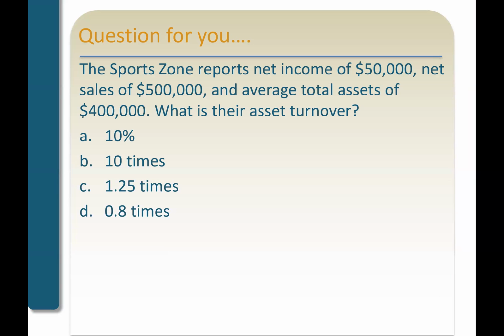Guys, who wants to take this one? The Sports Zone reports net income of 50,000, net sales of 500,000, and average total assets of 400,000. What is the asset turnover?